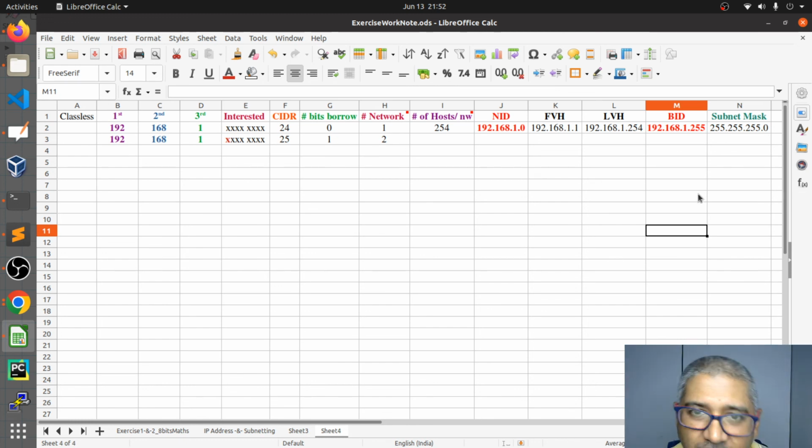Okay. So I'm going to stop here, and in the next class I'm going to start from the first bit: if I borrow one bit, then how does this network break down into two small different networks, or many more small ones. Okay, see you in the next class.